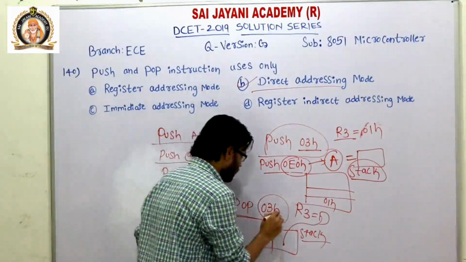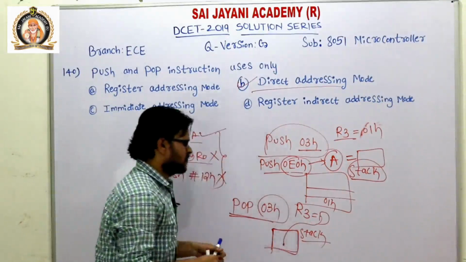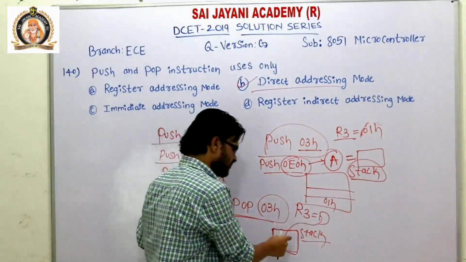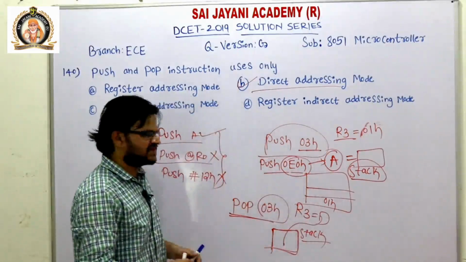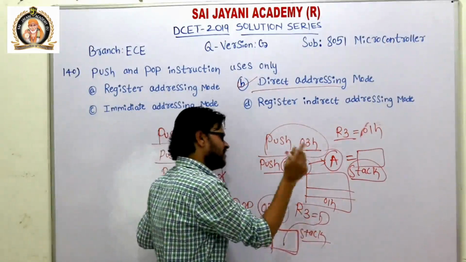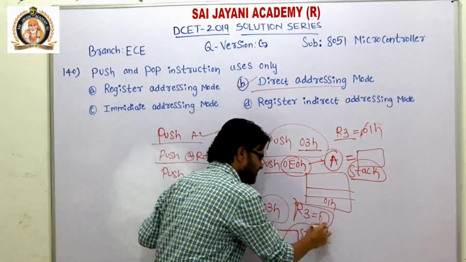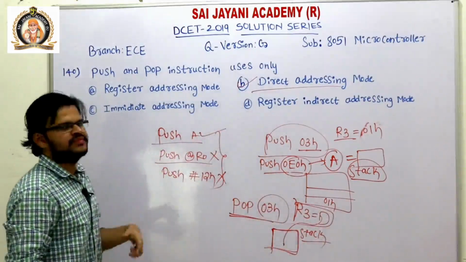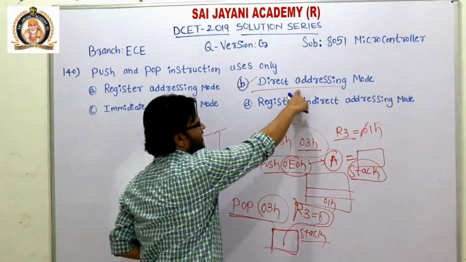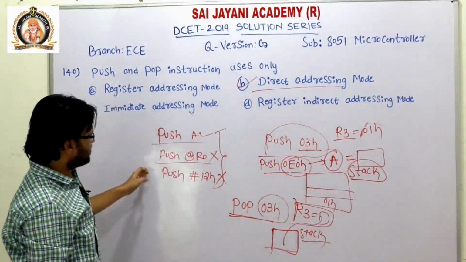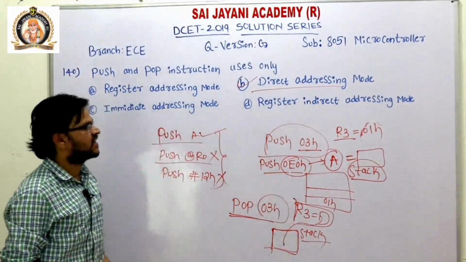Similarly, the pop instruction is mainly used to store the value which is present in the stack into the register. It may be a general purpose register or the accumulator or B register. So the push and pop instructions use only direct addressing mode, because the other addressing modes are illegal for these instructions. So the right option is the second one, that is direct addressing mode.